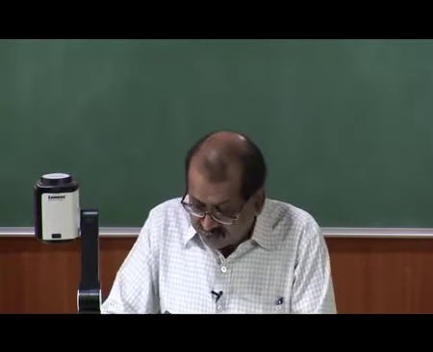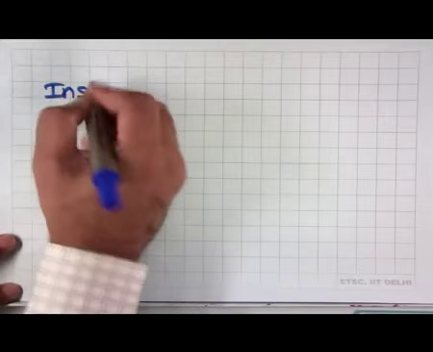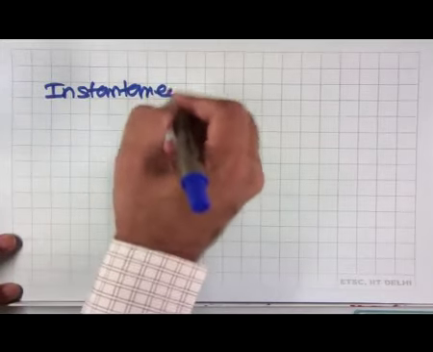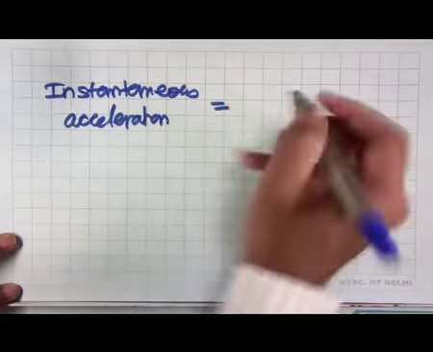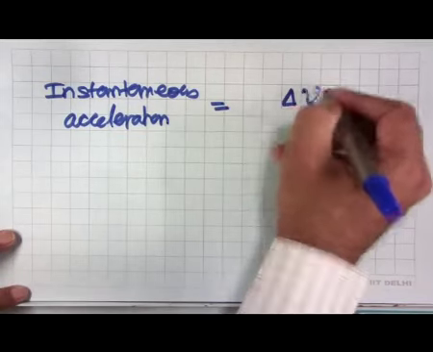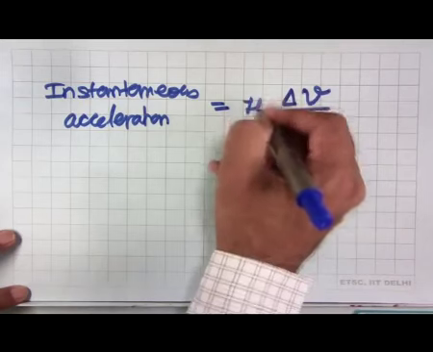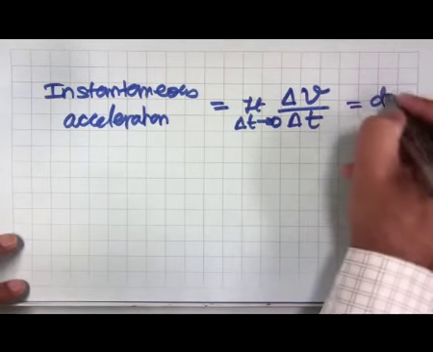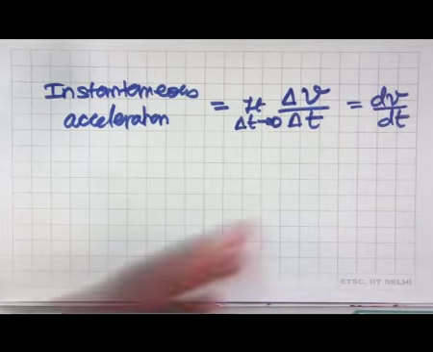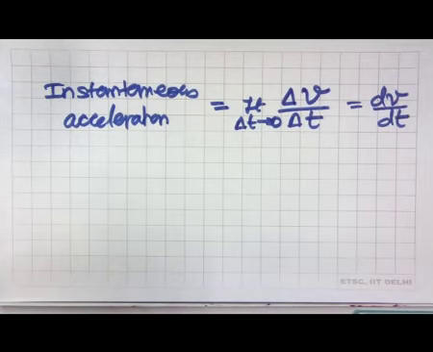Now, we can also define instantaneous acceleration, just as we defined the instantaneous velocity, and this will be equal to delta v by delta t in the limit delta t going to 0. In terms of calculus, this will be equal to dv by dt. So, the instantaneous acceleration is the rate of change of velocity with time in the limit delta t goes to 0, and this is also the derivative of the velocity.